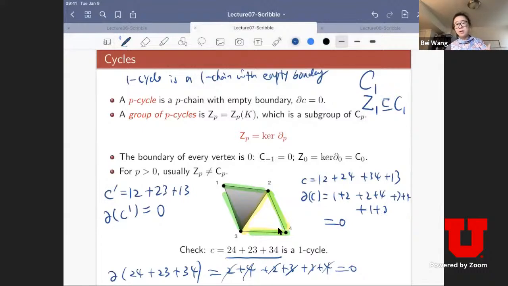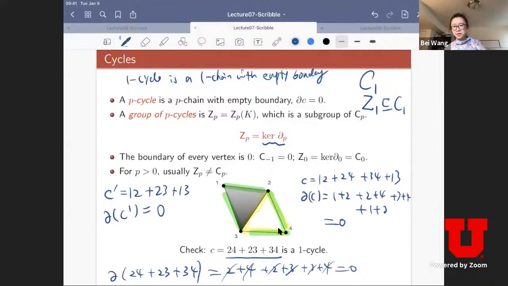And what is the constraint? It is that all the ones that form the cycle group are, say, 1-chains with empty boundary. Okay, so in some sense, there is a subset that satisfies the same condition. That is a subset of C1, but by itself it is a group. And then there is this notation to say it's a kernel of the boundary map, meaning, what is a kernel of a map? A kernel of a map is everything that takes it to 0.